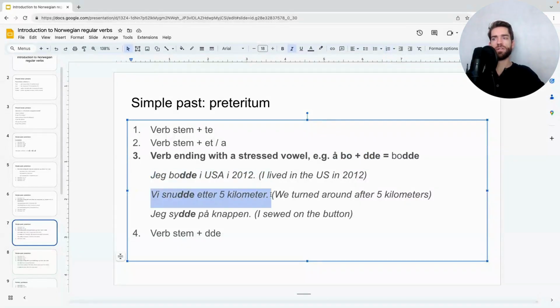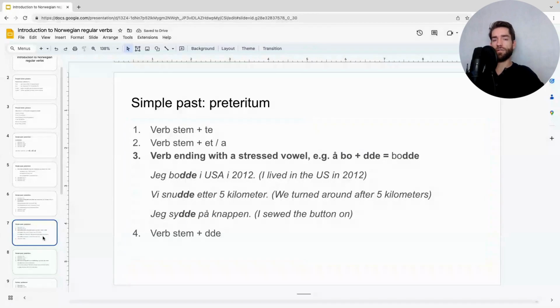Vi snudde, we turned around. Vi snudde etter 5 kilometer. Jeg sydde på knappen. I sewed on the button. Or is it better to say sewed the button on? I was actually not totally sure about that. Let me know in the comments below.